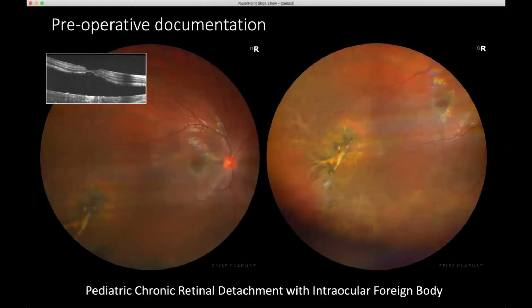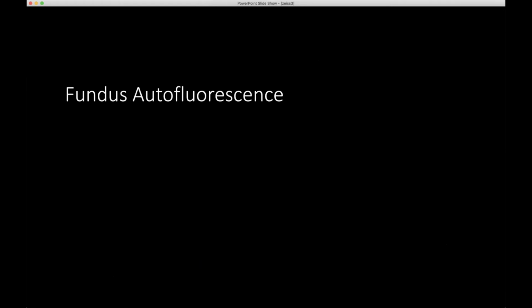I often will use fundus autofluorescence as an adjunct to conventional fundus photography. Autofluorescence relies on the intrinsic fluorescence emitted by ocular tissue after stimulation by an excitation energy. And there's a natural autofluorescence to a number of tissues in the eye, including the corneal epithelium and endothelium, the lens, optic nerve head drusen, as well as macula and RPE pigment.